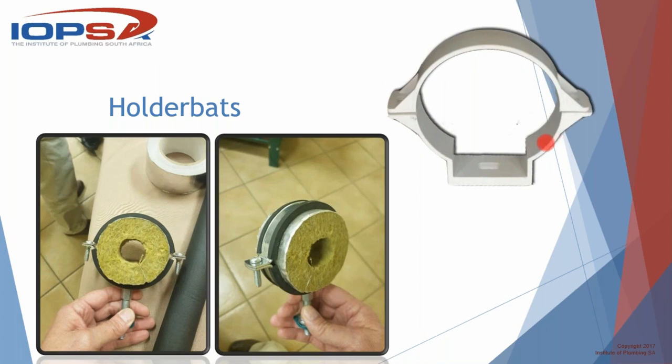For a 22 mil pipe, your external diameter would be roughly 72 to 75 millimeters. So a 50 would restrict it. It would squash that lagging just a little bit. It's not ideal. Perhaps go to 75 millimeter PVC holder bats for that. That'll be great. Or you can go the whole hog like this.